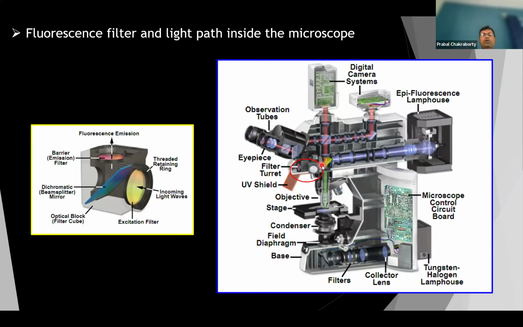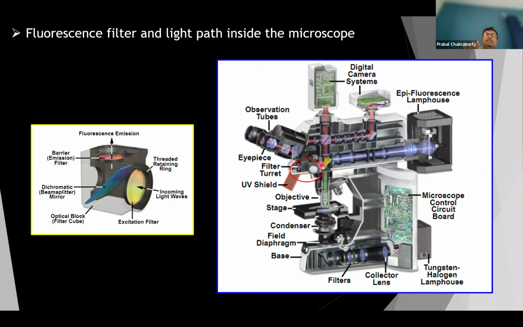So in each slot you can put a different filter. Let's say I have three filters in three different slots. First I put a DAPI filter to capture the DAPI excitation and emission, which generally goes to the nucleus, because it binds to the DNA, so it will show you the position of the nucleus.